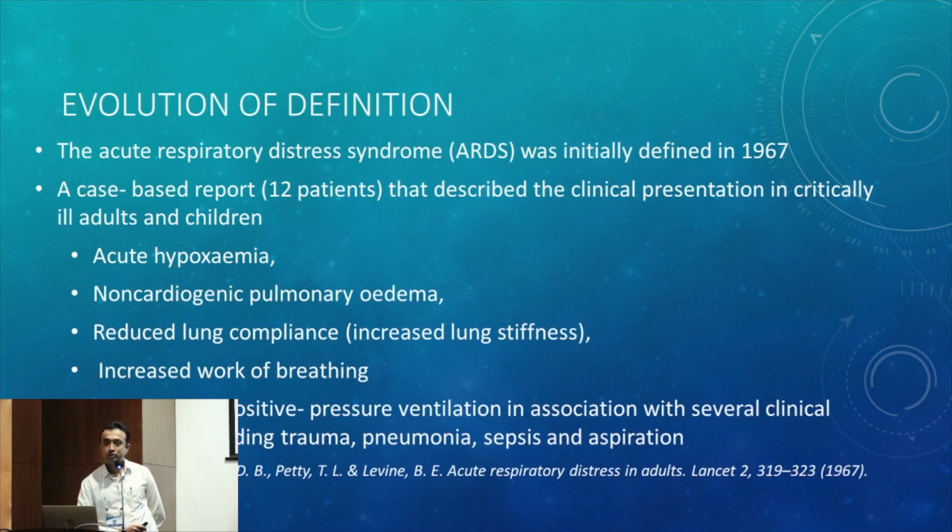Coming to the evolution of the definition, it all started in 1967. This was the first definition of ARDS, by Asbaugh et al. It was mainly based on a case report of 12 cases, both adult and pediatric, who came with acute hypoxemia, non-cardiogenic pulmonary edema, reduced lung compliance, and increased work of breathing, following a precipitating event. This is when they started labeling these patients as ARDS.